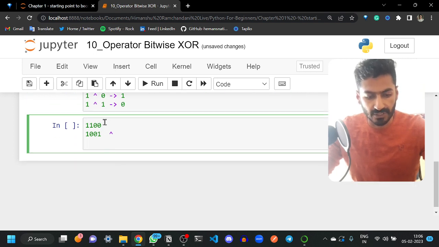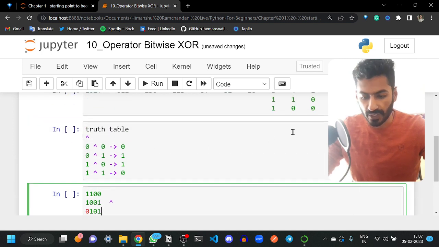Okay, so let's solve this. This is opposite charges, so this will be 1. 0 and 0 is the same, so this will be 0. 1 and 0 are opposite, so it will be 1, and this will be 0. So 0, 1, 0, 1.